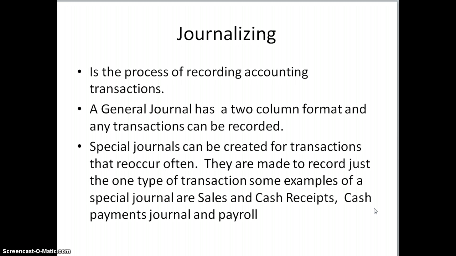A general journal has a 2-column format, one for debits and one for credits, and any transactions can be recorded. You just write the name of the account, like cash, accounts receivable, supplies, inventory, rent expense, anything, and then you use the 2 columns. Of course, the first column on the left will be for debits, and the second column on the right will be for credits.